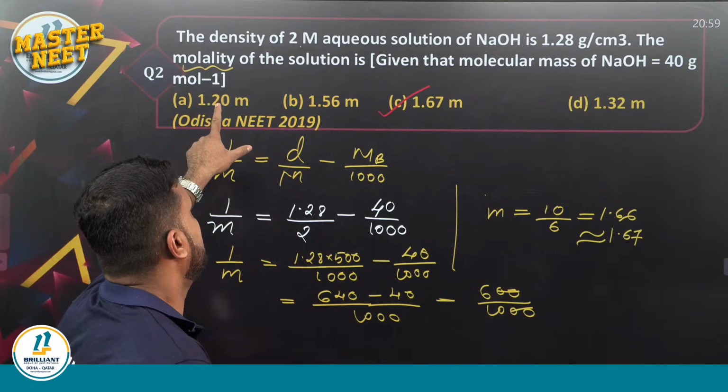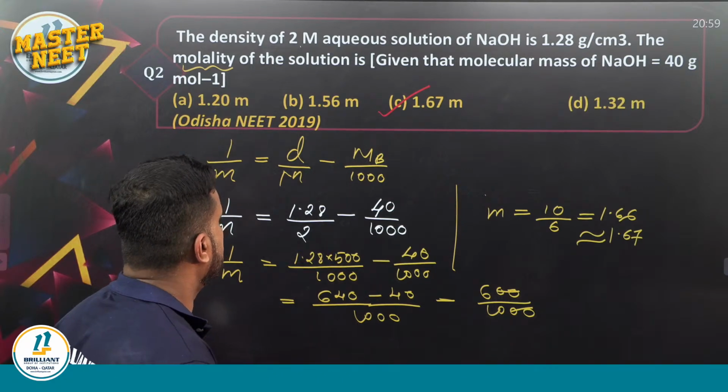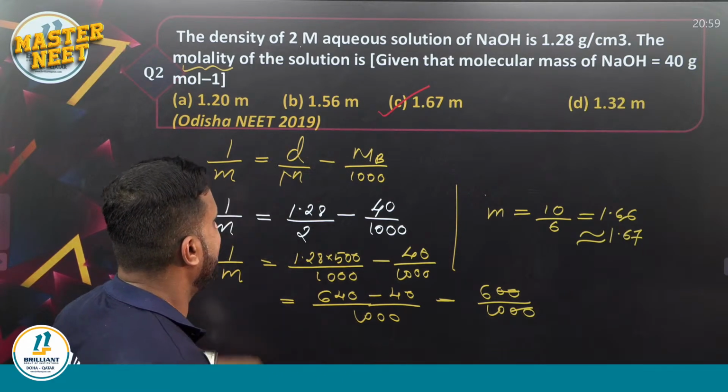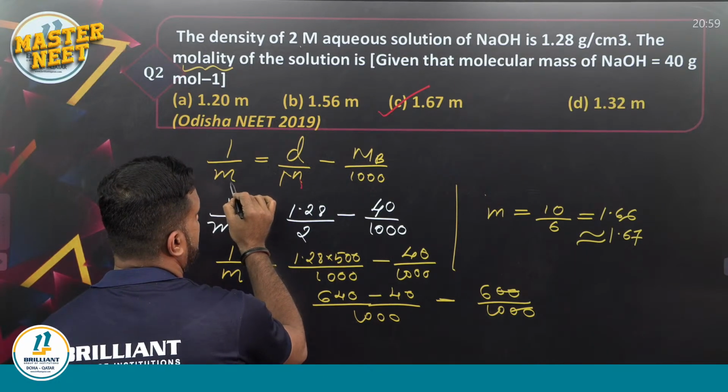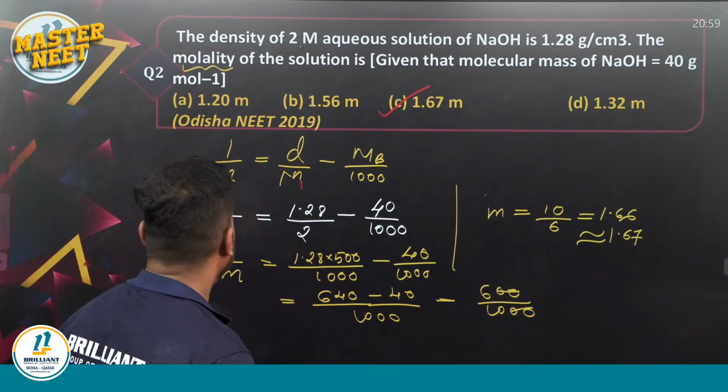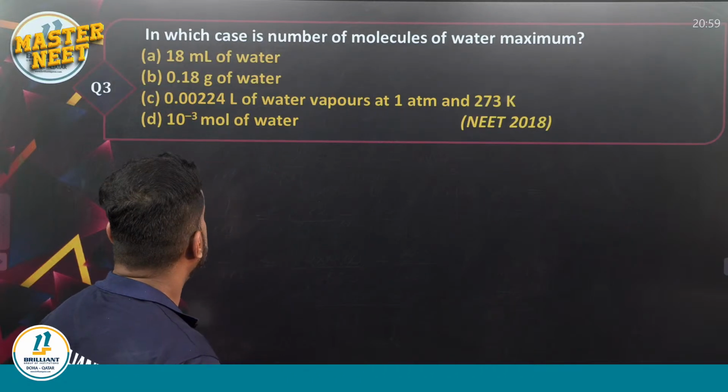Okay, so if they ask this type of question, you can use the connecting equation: 1 by small m is equal to d by capital M. Molarity is this one and this is molality. They are asking to calculate molality. Now we will go to question number 3.